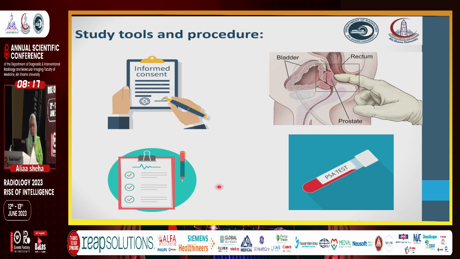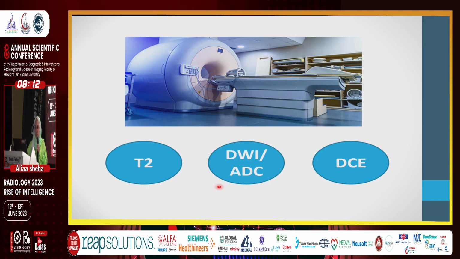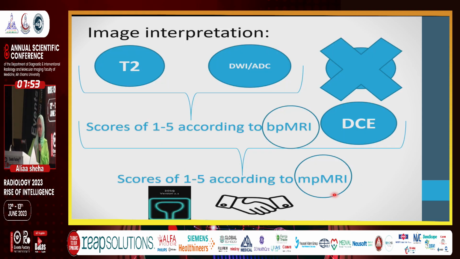Consent was taken, and the patients had proper general and local examination. The sequences done were T2 weighted images with small field of view for the prostate in axial, sagittal, and coronal, diffusion weighted, and ADC. It has to be high B-value diffusion, 1,400 or 1,600, and dynamic contrast images in addition to the T1 weighted sequences for the bone and lymph node metastasis.